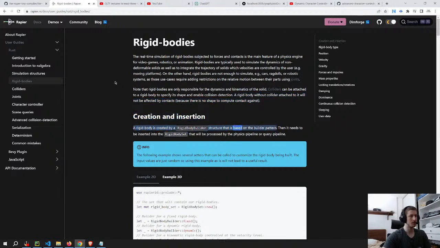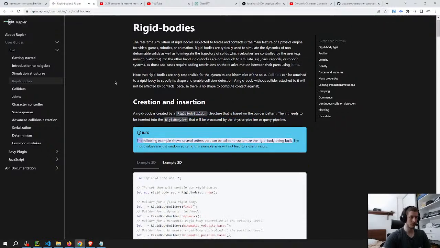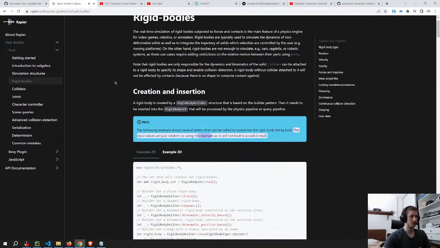Creation and insertion. A rigid body is created by a rigid body builder structure that is based on the builder pattern. Then it needs to be inserted into the rigid body set that will be processed by the physics pipeline or query pipeline. The following example shows several setters that can be called to customize the rigid body being built. The input values are just random, so this example will not lead to a useful result.